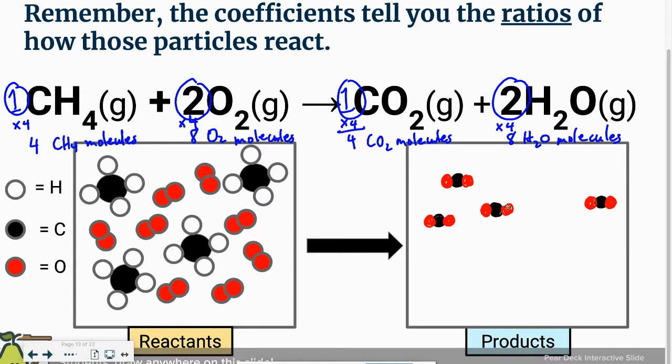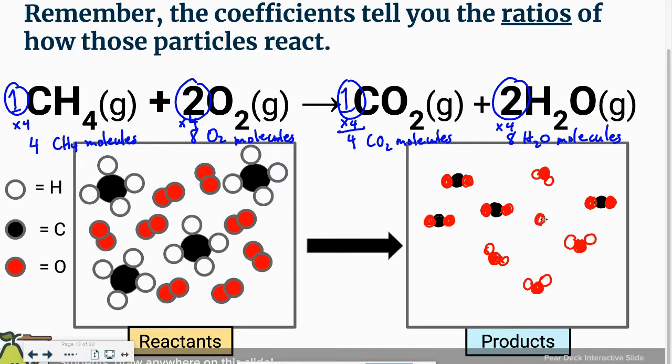Okay, so that's my 4 CO2, and now I need 8 H2O. So I'm going to make 8 H2O gas molecules. Everything's a gas. Nice. Try to make these a little neater.